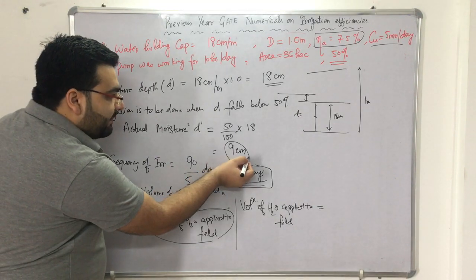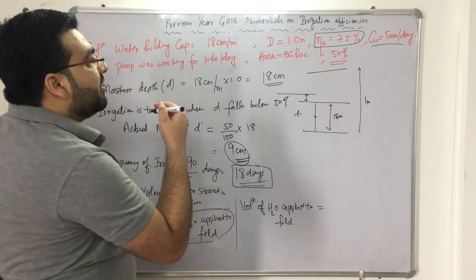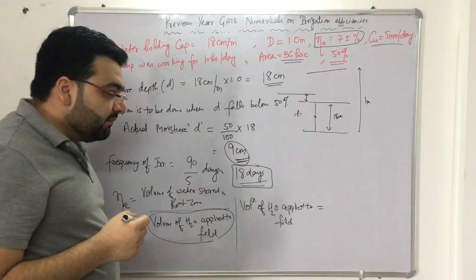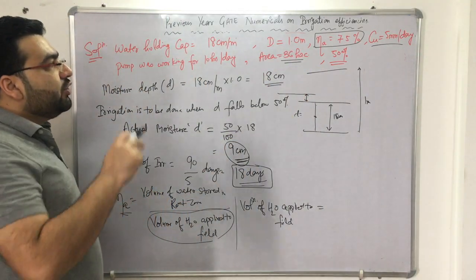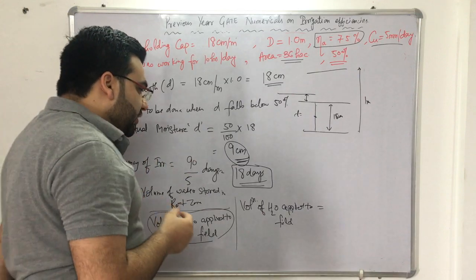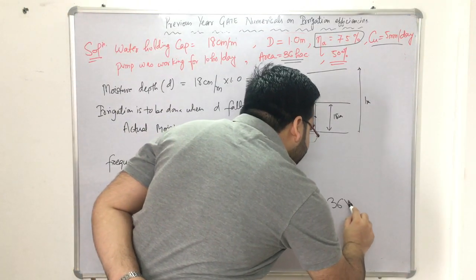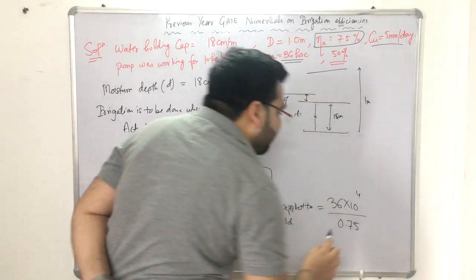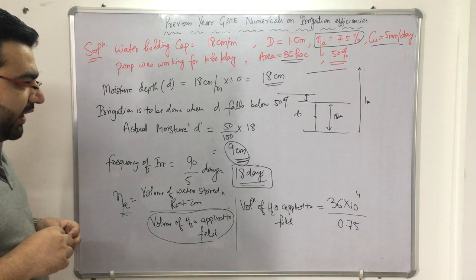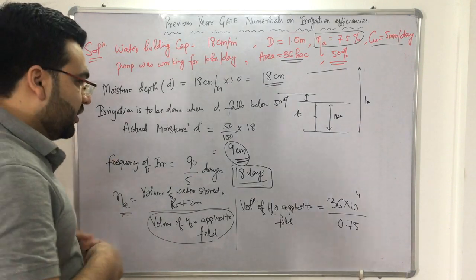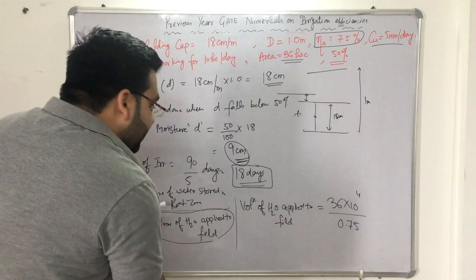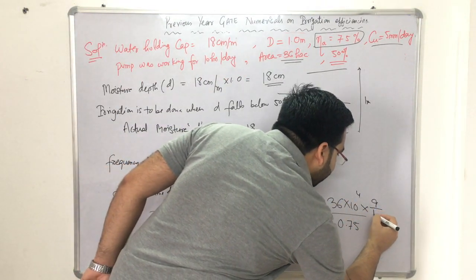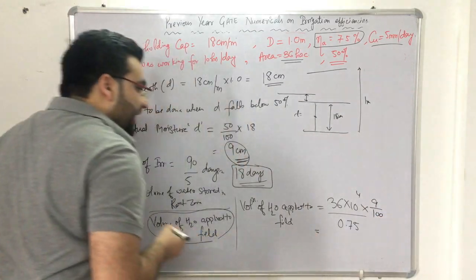So this is the root zone depth, up to root zone 9 centimeter, and how much is the area? The area is 36 hectares, right? So 36 hectares means 36 into 10 raised to power 4 meter square. So it will be equal to 36 into 10 raised to power 4 meter square divided by 0.75, right? Okay, so this is the volume of water. Now let me calculate how much it comes out to be. So this area is multiplied by the depth. Depth of root zone is 9 centimeter, right? So 9 divided by 100, right? So let me see how much it comes out to be.